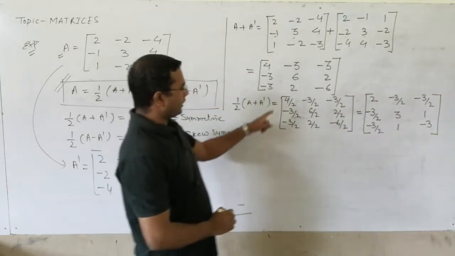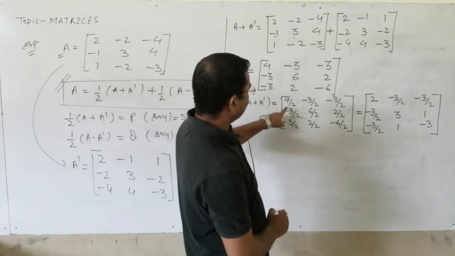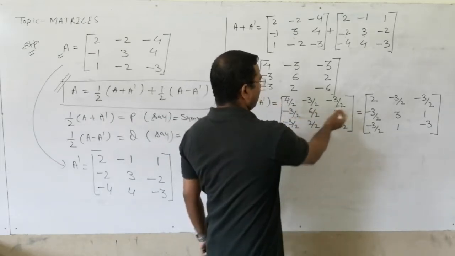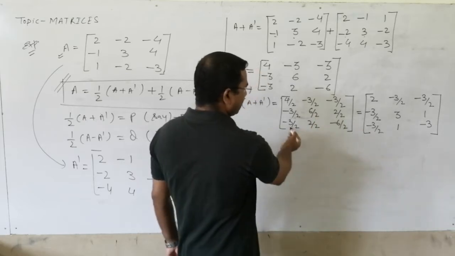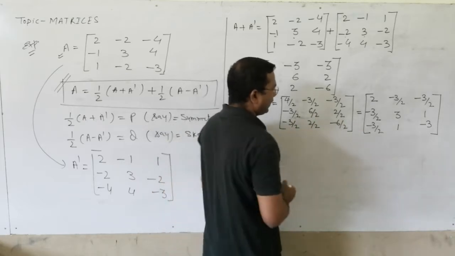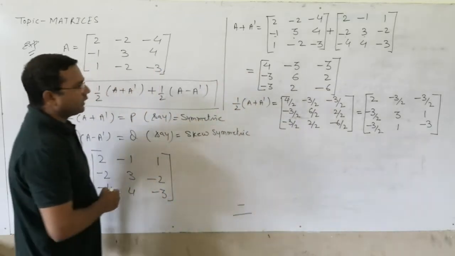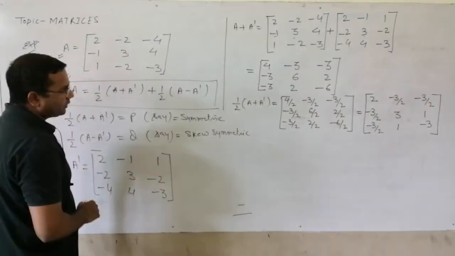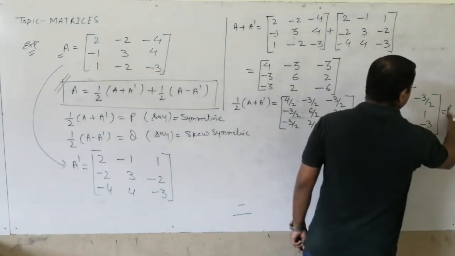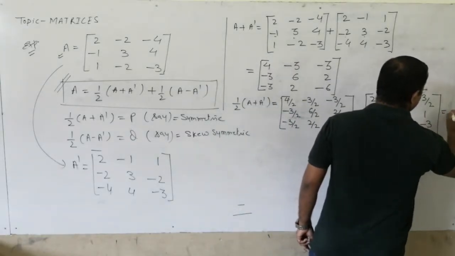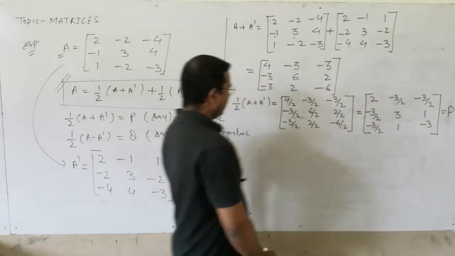Once again we are cross checking whether we have done it correctly or not. 4 divided by 2 is 2. These all are correct. 6 divided by 2 is 3. 2 divided by 2 is 1. This is again the same. Here we have done it absolutely right. Then this is one part we have done. This value we can say is equal to P.